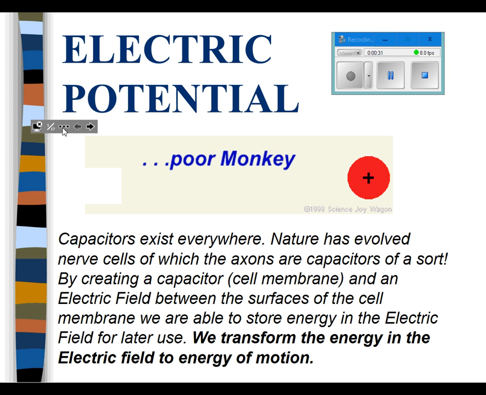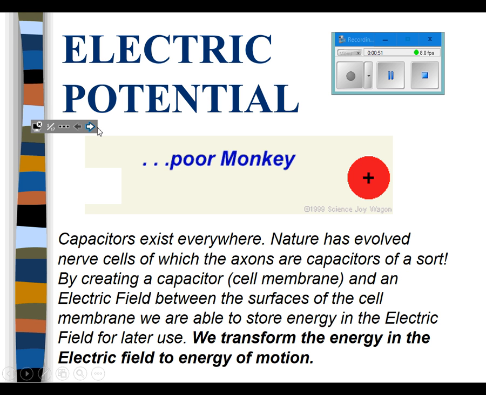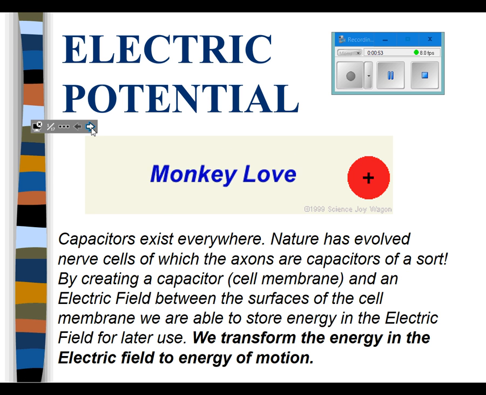We transform that energy in the electric field into energy of motion, and that's actually how we move and do different things. Notice that little monkey up here, he has to force this positive. He has to do work to make this positive go over here. If he lets go of it, that goes away. So that's going to talk about a lot of our electric potential.